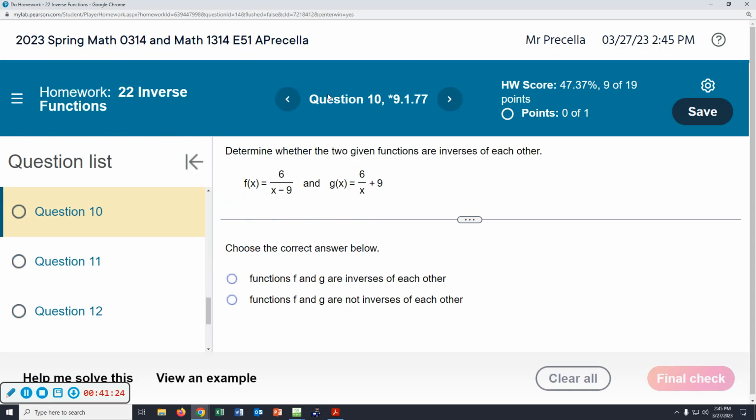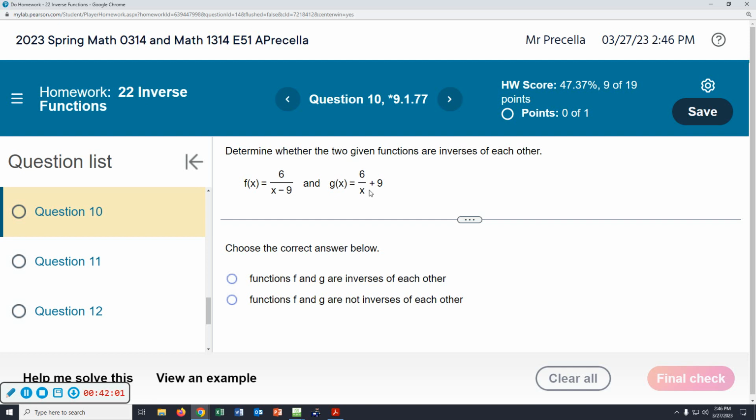Okay, going back to this assignment. Question number 10. Determine whether the two given functions are inverses of each other. If you have two functions written as equations, and you're trying to decide, are they inverses? If they were just ordered pairs, we know how to decide if they're inverses. Just look and see if the x's and y's are being swapped. But if we have two functions that are written as equations, are they inverses? Well, I don't know. Let's find their compositions.